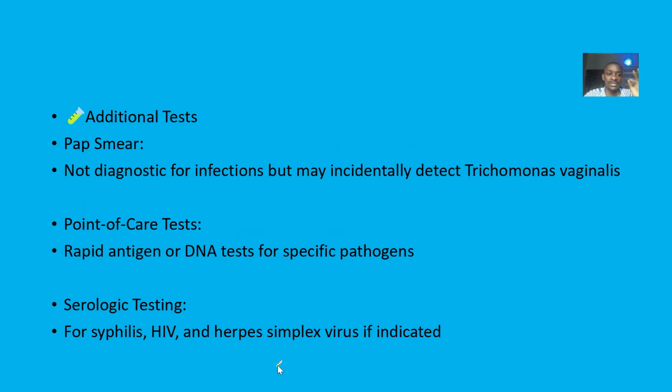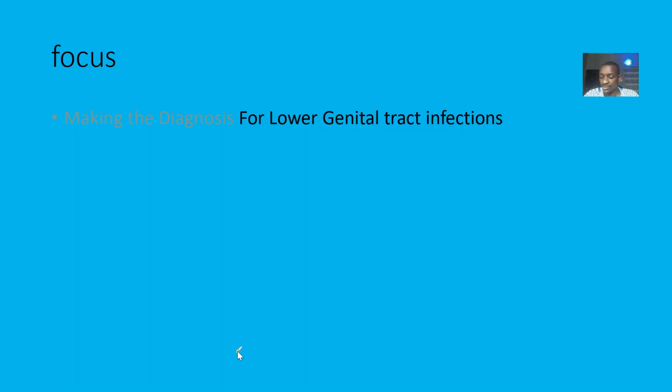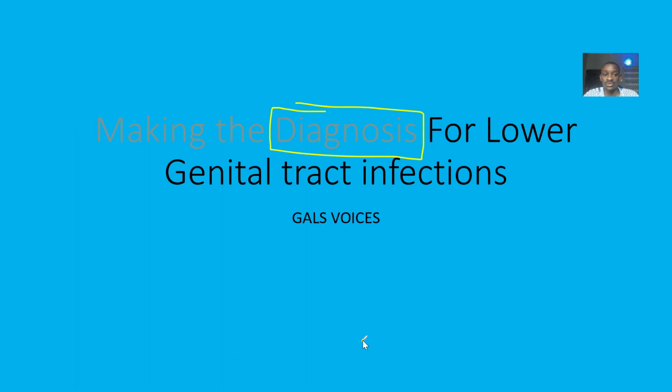Then additional tests like pap smears, point of care testing, and serological testing for syphilis, HIV, and herpes simplex if indicated. So that's what we have for how you can make a diagnosis for lower genital tract infections.